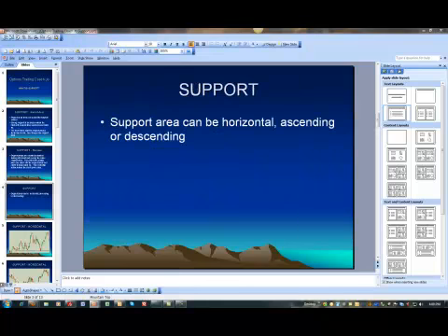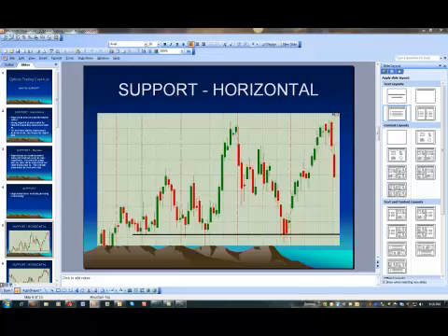And remember that support can be horizontal. That seems to be the most common use of support, but it's just as effective whether it's ascending or descending. So be sure and check that out.